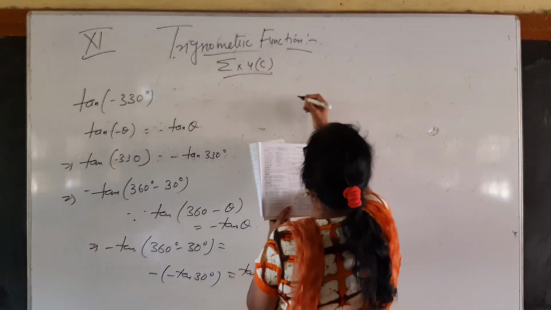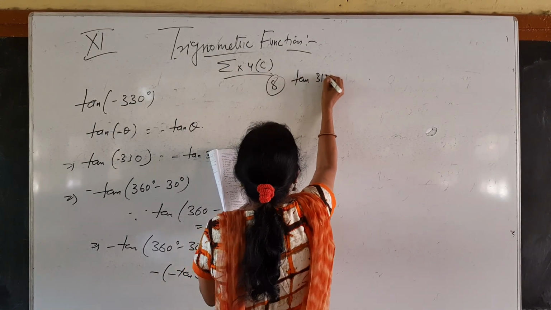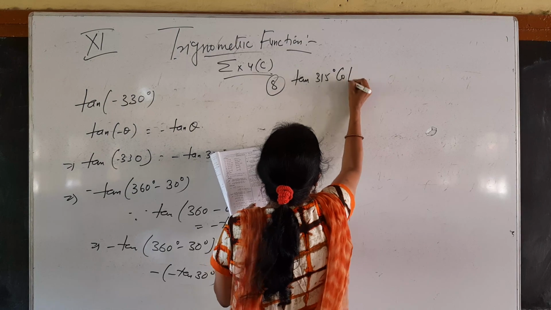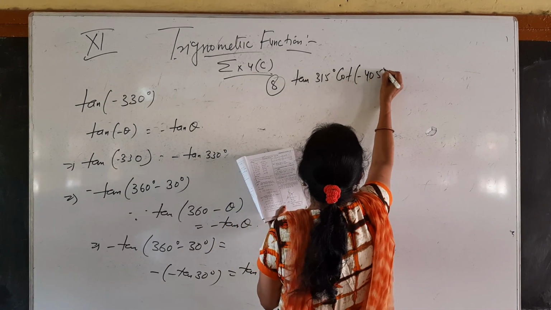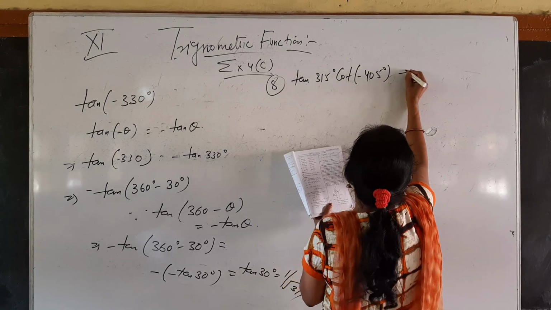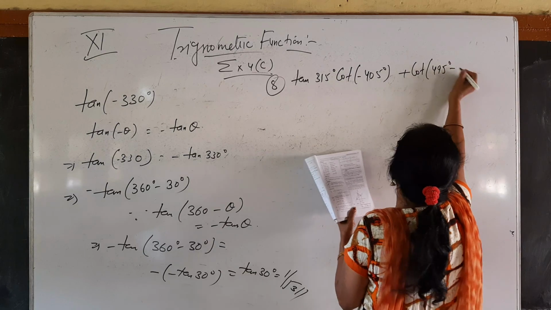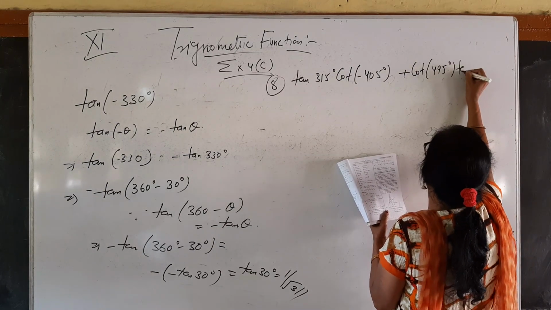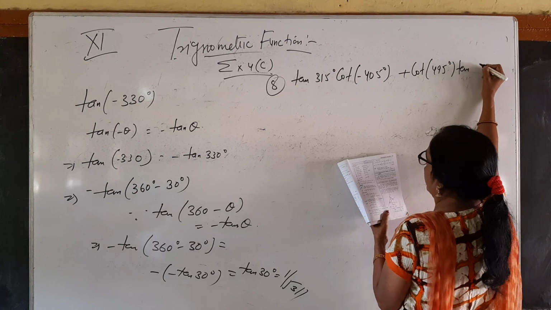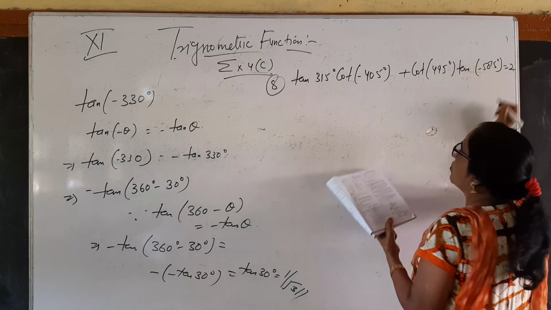if the question number 8c is given: tan 315 degree into cot minus 405 degree plus cot 495 degree into tan minus 585 degree. We have to prove it is equal to 2.